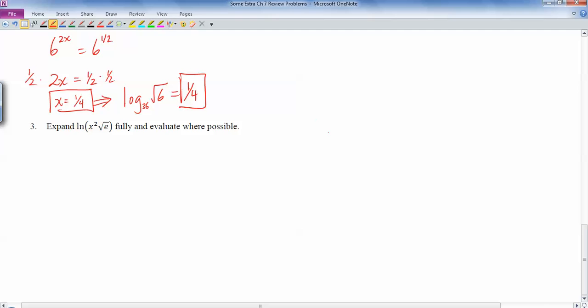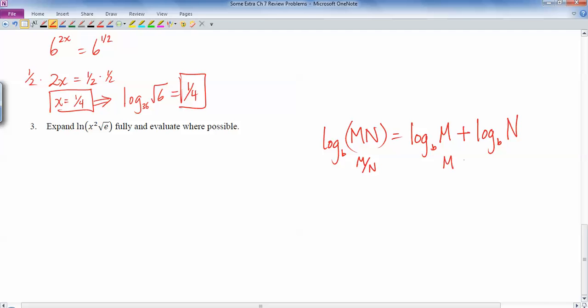So you might remember the rule. If you have log base b of m times n, if you wanted to expand it, it'd be log base b of m plus log base b of n. And if it was m divided by n inside there, then there'd be an m here minus the n there, right? So let's take a look at this one.